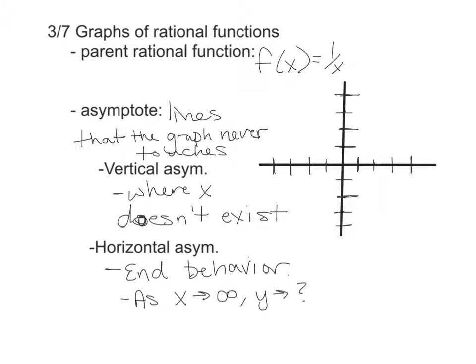Today we're going to go over section 3.7, graphs of rational functions. Talk about what a rational number is. Well, it's a fraction. So if we're talking about a function, it's a function that involves a fraction. So the parent rational function is f of x equals 1 over x.